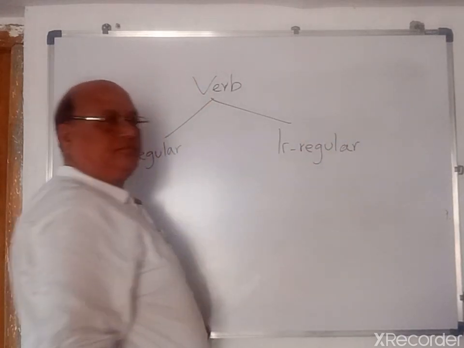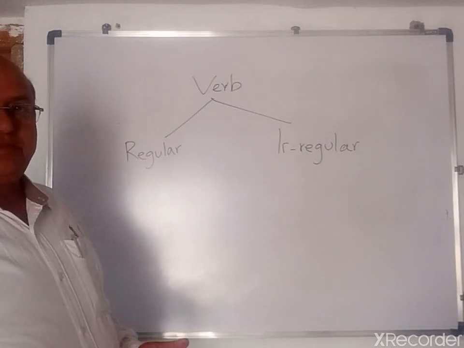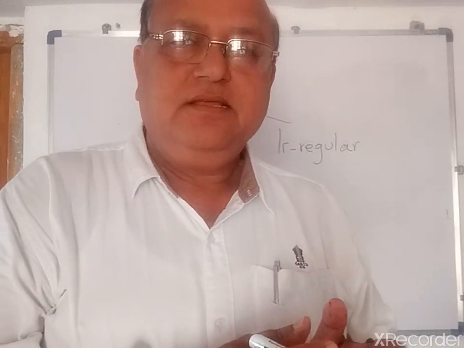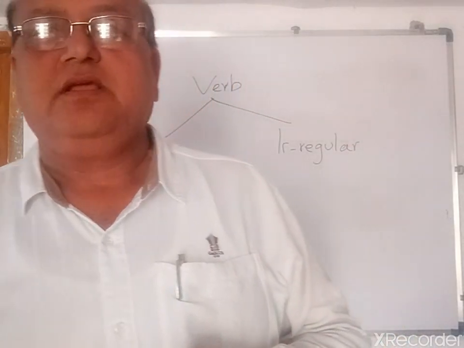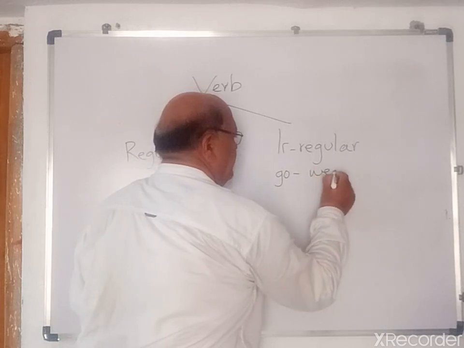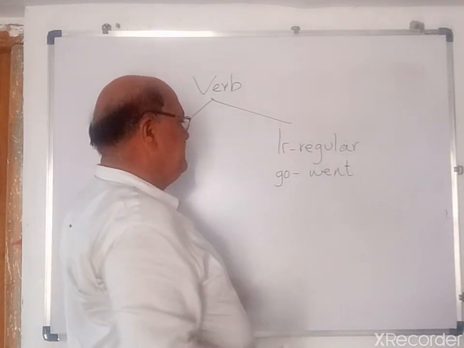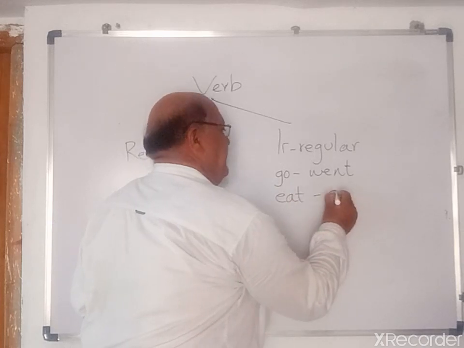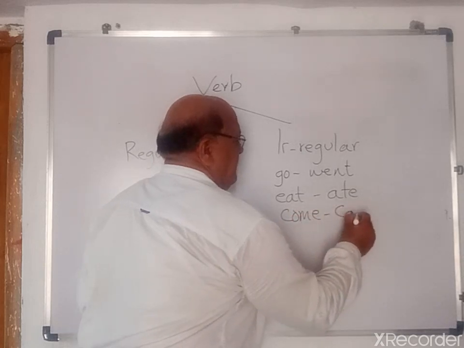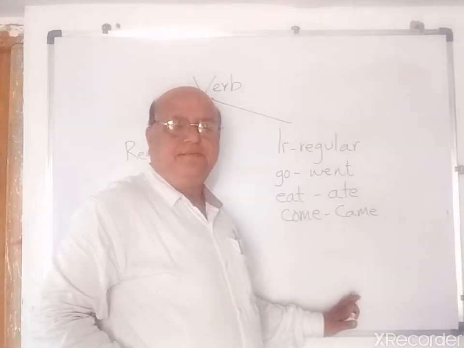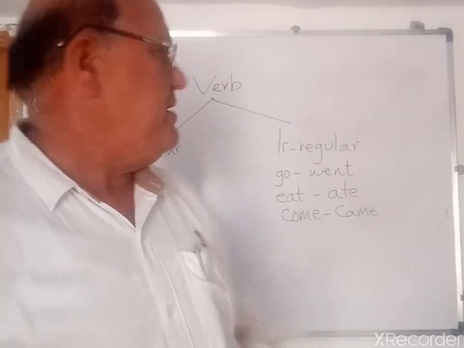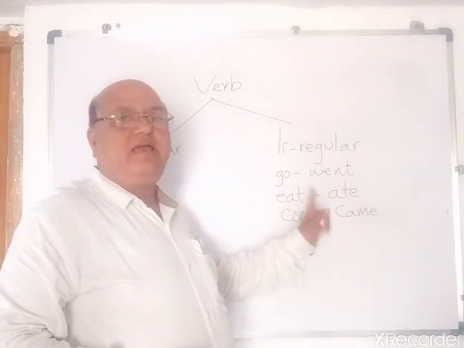What are they? There are some verbs which change their letters and pronunciation from present tense to past tense, meaning go, went, eat, ate, come, came, etc. These are the irregular verbs, and we are mostly worried about the irregular verbs. We have to get it by heart.